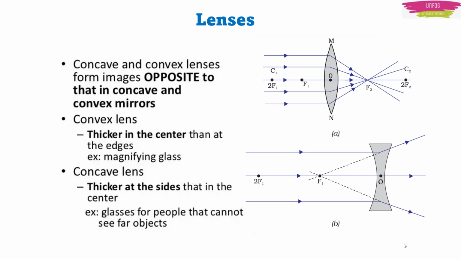The convex lens is thicker in the center and thin at the edges. The best example for a convex lens is a magnifying glass. And the concave lens is thicker at the sides and thin in the center. The best example for the concave lens is that people who cannot see far objects use concave lenses in their spectacles.